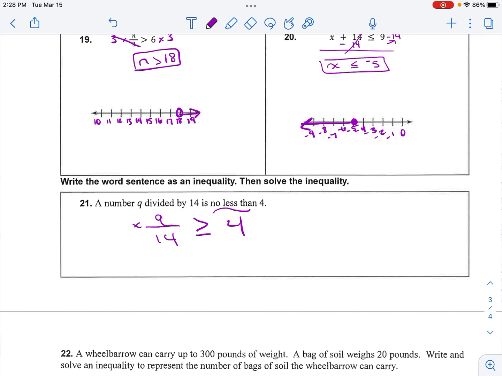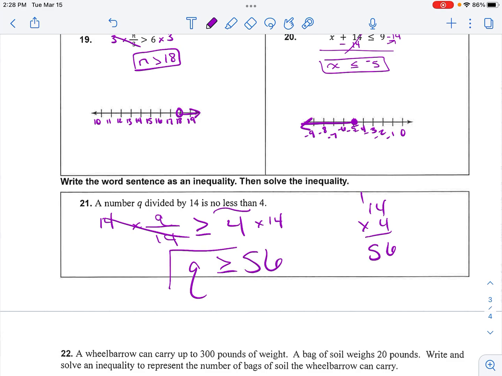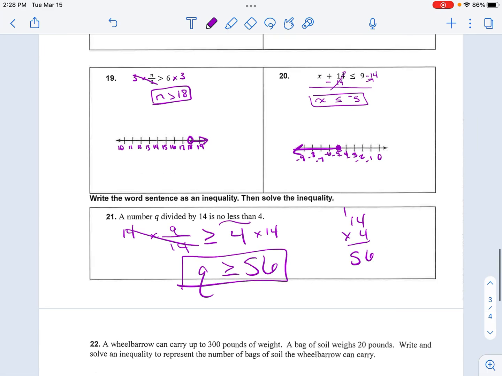It says q divided by 14, so I'm going to do the inverse and multiply both sides by 14 to get q by itself. So q is greater than or equal to 56.